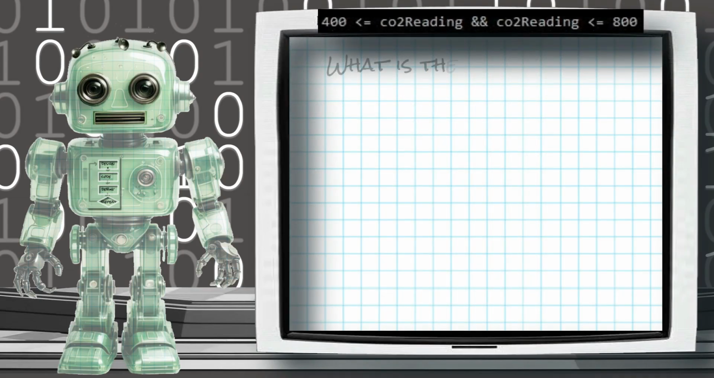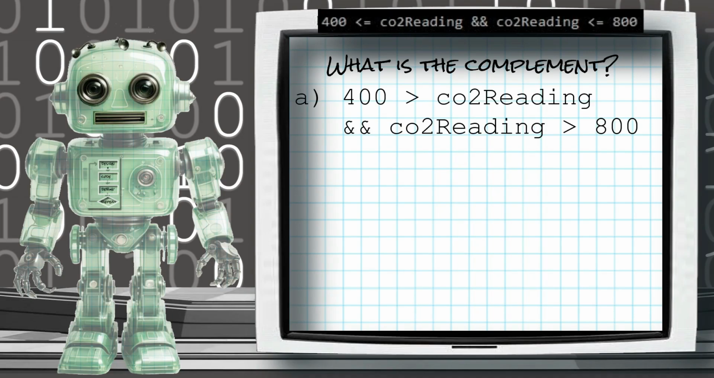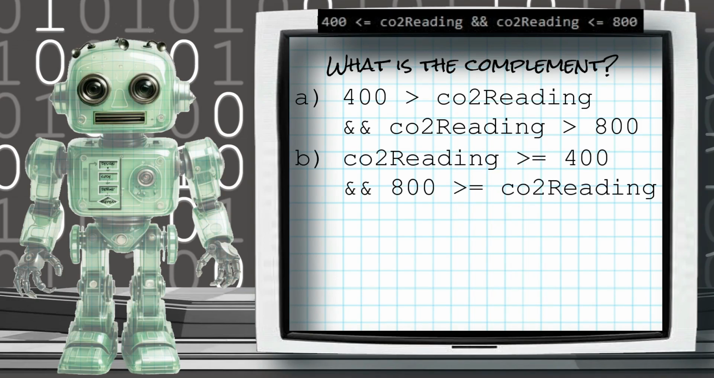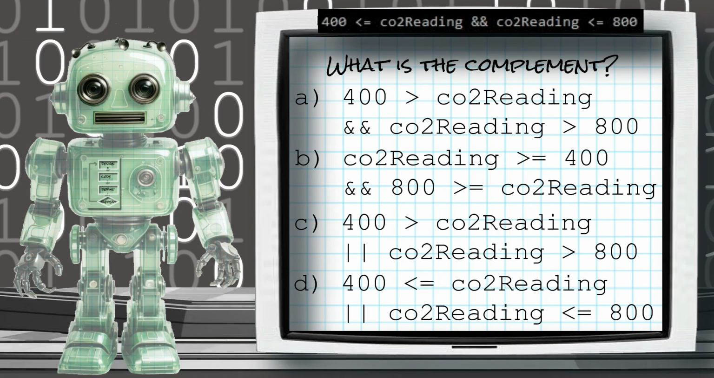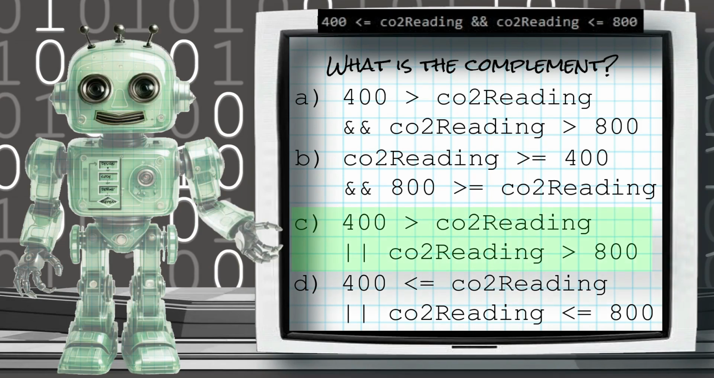For 10 points, what is the complement of 400 less than or equal to CO2 reading and CO2 reading less than or equal to 800? Try looking at a number line to solve this one. Is it A, 400 greater than CO2 reading and CO2 reading greater than 800, B, CO2 reading greater than or equal to 400 and 800 greater than or equal to CO2 reading, C, 400 greater than CO2 reading or CO2 reading greater than 800, or D, 400 less than or equal to CO2 reading or CO2 reading less than or equal to 800? The answer is C.